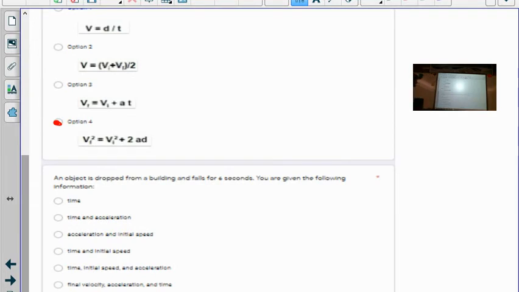An object is dropped from a building and falls for 6 seconds. You are given the following information. Well, if it's dropped, you're given 2 things. You're given that the VI equals 0, and you're given that G equals 10. And the 6 seconds here is my time. So you're given time, initial velocity, and the acceleration of gravity, which I can't even read on there. I think that bottom one is what it says. Time, initial speed, and acceleration. Good.